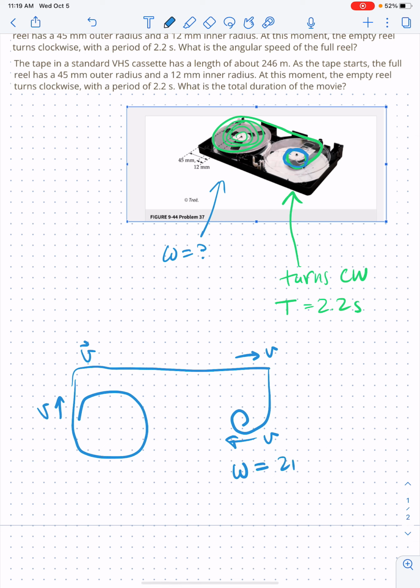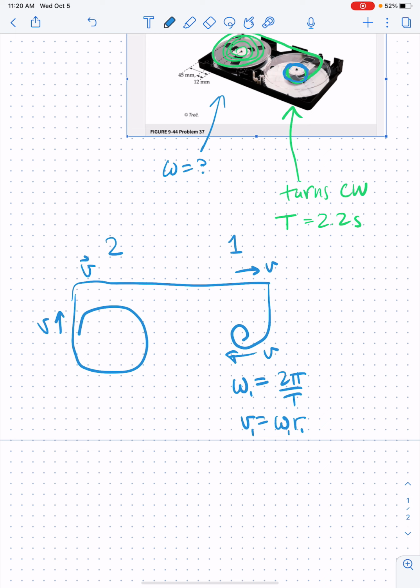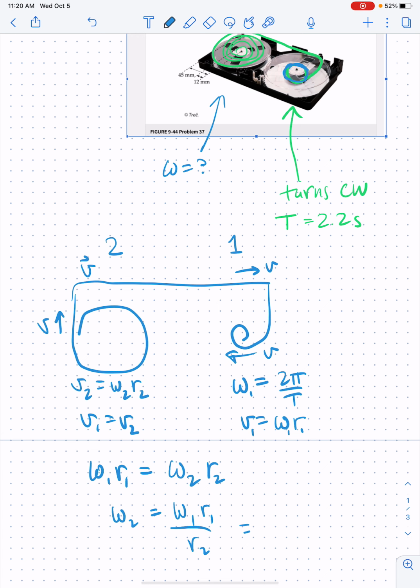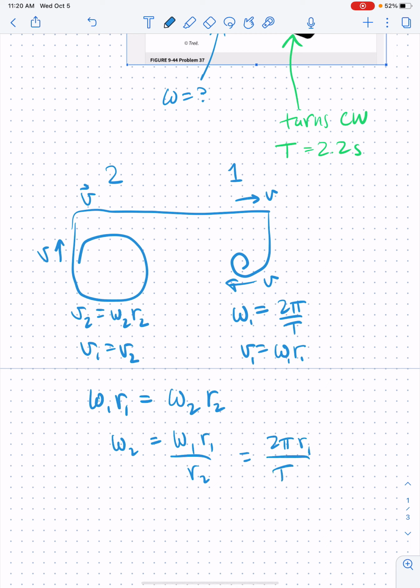So that omega is 2 pi over T, and the T is given, okay? And that v is omega r, okay? Now, on the left, well, let's actually give these numbers. We'll call this one side one and this one side two, reel one and reel two. So this is v1, r1. Then we've got v2 is omega 2 r2. But v1 equals v2, right? The velocity is the same everywhere. So omega 1 r1 is omega 2 r2. And omega 2 is omega 1 r1 over r2, which is 2 pi r1 over T r2.